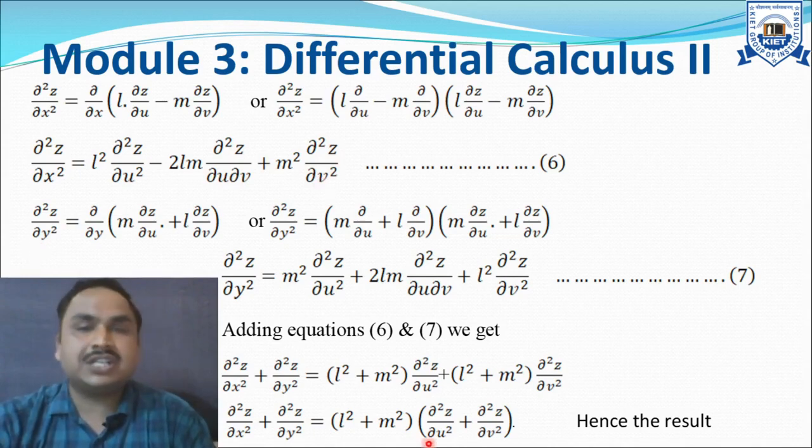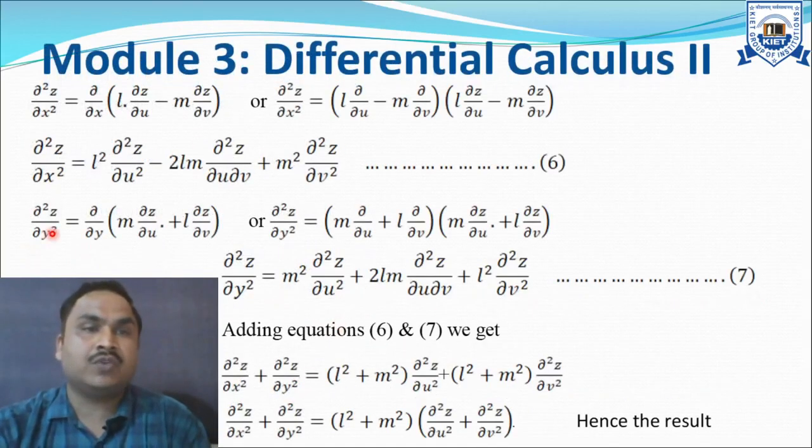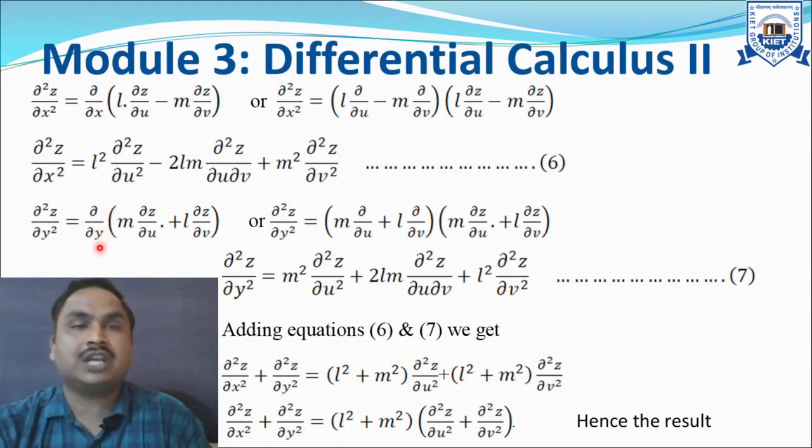Similarly, differentiating del z over del y on both sides with respect to y, we shall get del 2z over del y square equals del over del y of m del z by del u plus l del z by del v.